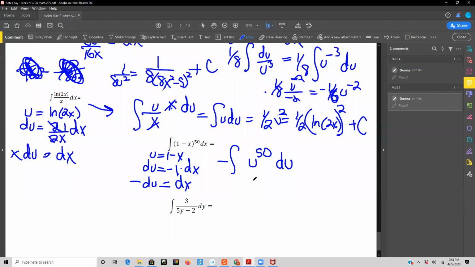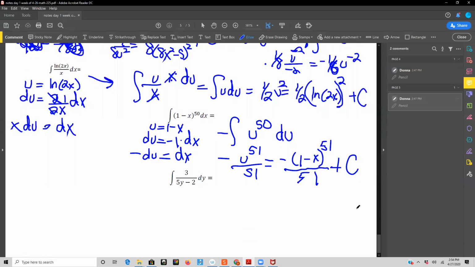Now I'm going to integrate, so I raise the power by 1, so it's u to the 51st over 51. But u is not u, it's 1 minus x. So it's negative 1 minus x to the 51st power over 51, plus c.